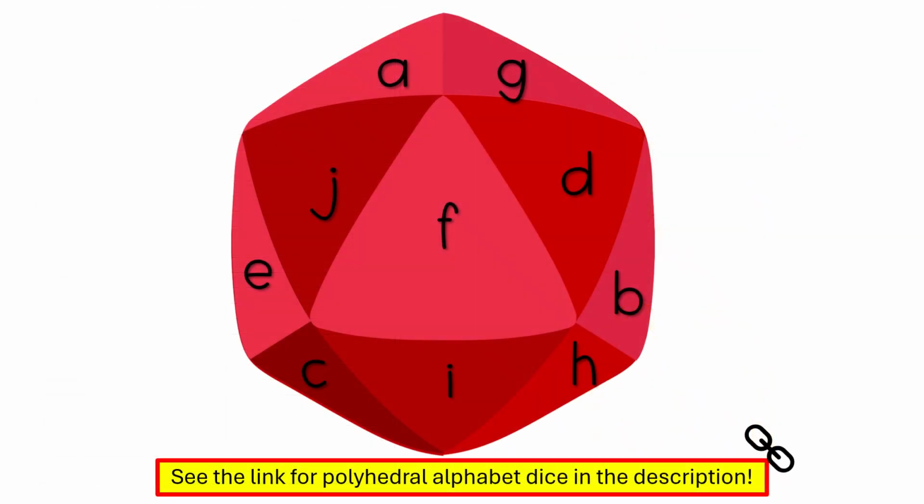A slightly different way to do an alphabet-based brainstorming game is to use polyhedral alphabet dice. Students roll the dice, then give an example of a proper or common noun that begins with that letter.